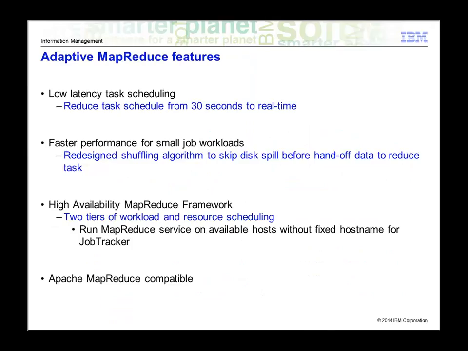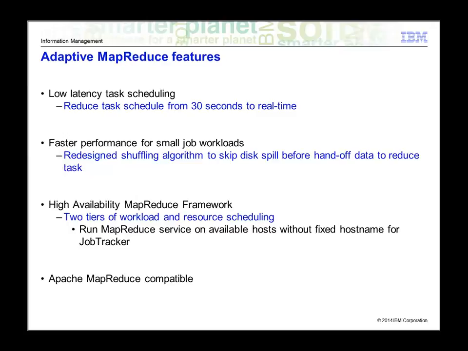One of the goals for adaptive MapReduce is for low latency task scheduling. The default for task scheduling for Apache MapReduce is 30 seconds. This involves the task tracker contacting the job tracker to see if there is a workload on which it can work. If there is not, then the task tracker will wait another 30 seconds to check to see if there is any work for it.